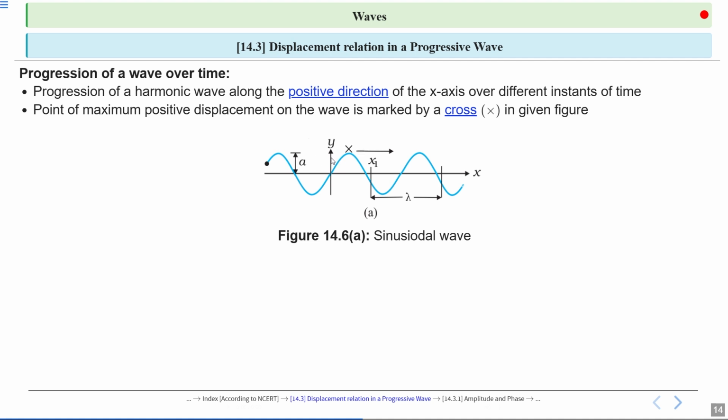Displacement means how far a point on the wave is from its rest position, and maximum positive displacement is the highest point above the center line. Clear? Above the center line, the maximum displacement here is A. Take a look at figure 14.6a to see where this cross is placed. This one.